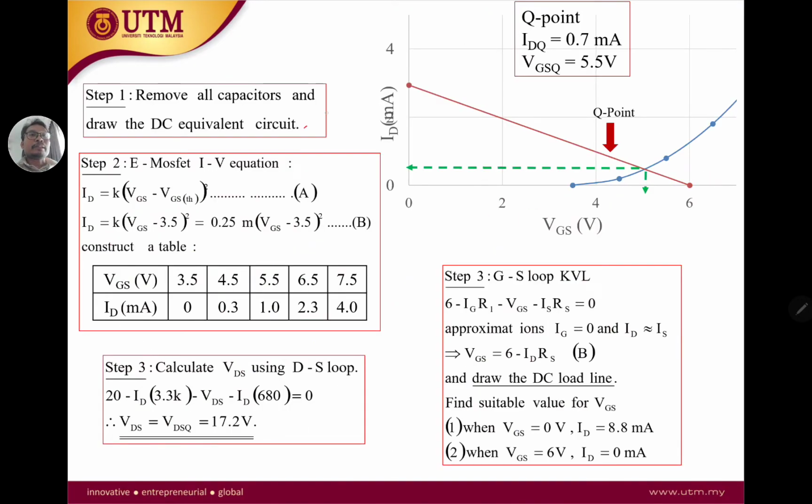So remove all capacitors and draw the DC equivalent. This one is the same as before. You can see this equation is exactly the same. Now our loop is different. Let's see our KVL loop.